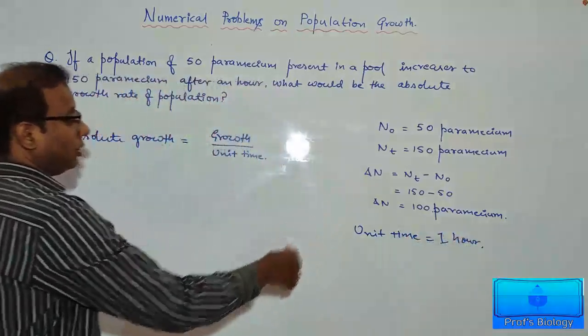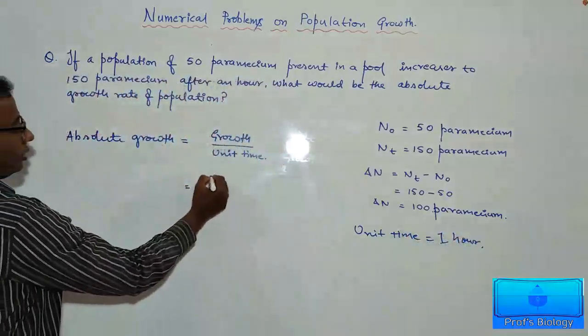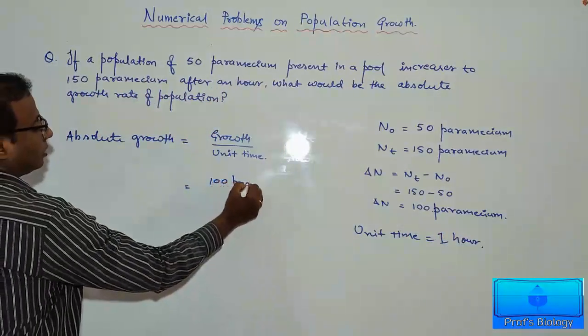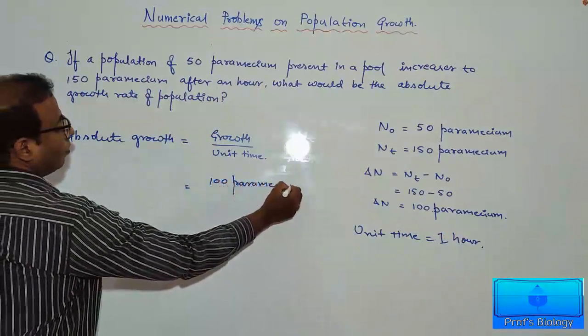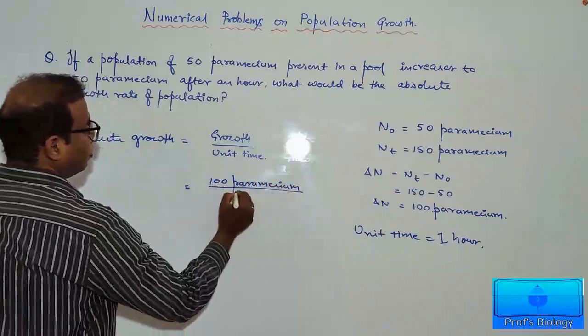Now, let us substitute these two in the above equation. So we get 100 parameciums per hour.